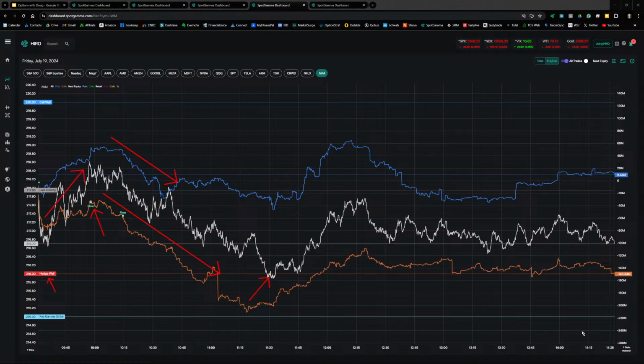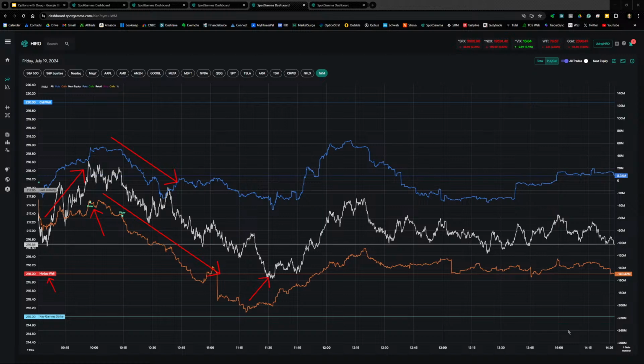Now consolidating, so a good move down from right around 218.50, maybe down to the 216 hedge wall. So definitely in the recent days, options activity has increased pretty substantially on IWM.